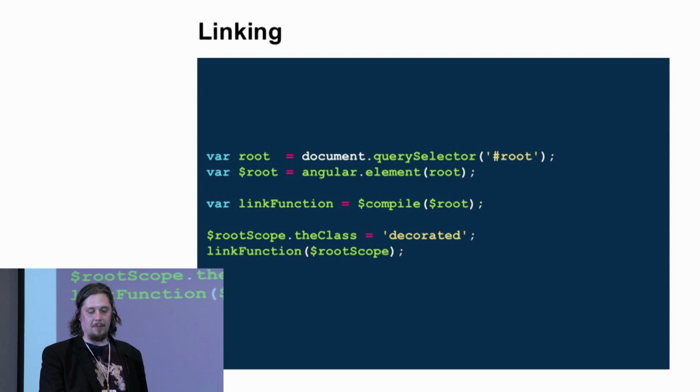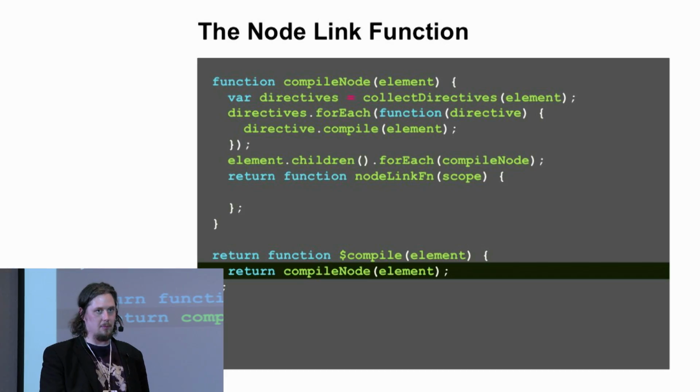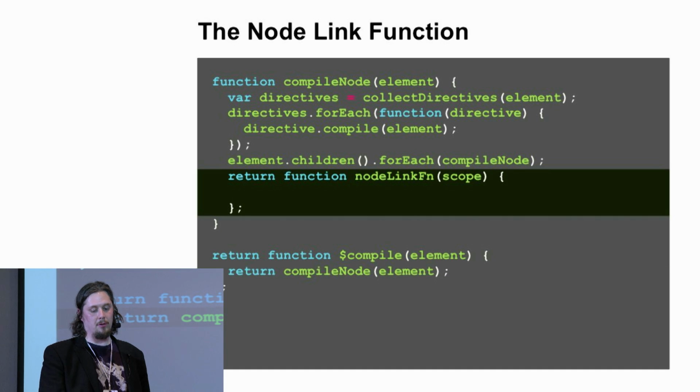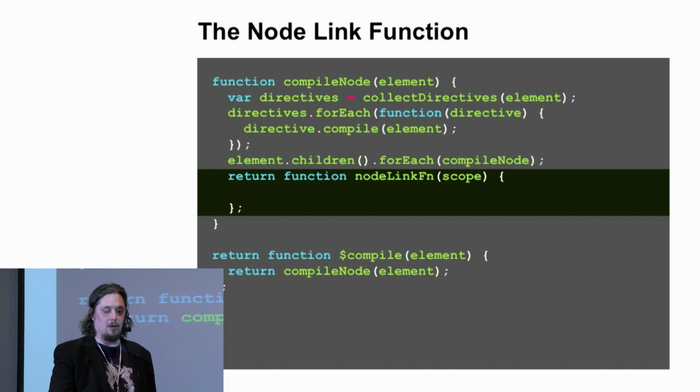So moving back to our implementation, what we now expect compile to do is to return something, which is the link function. So first we need this return statement in the actual compile service. And all the work is again done by this compile node function, where we now actually construct this node link function that gets called for this particular node. And that's the function that we just called from the other example that is given the scope object. And the job of this function is to link the node. So what does that actually mean?